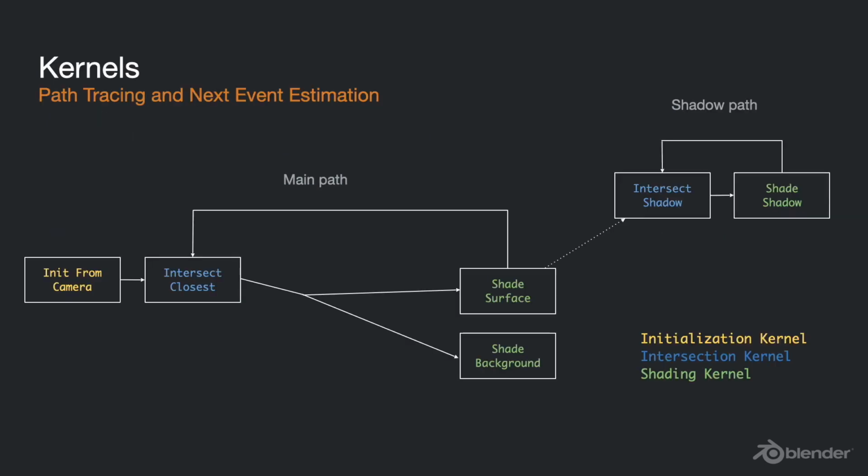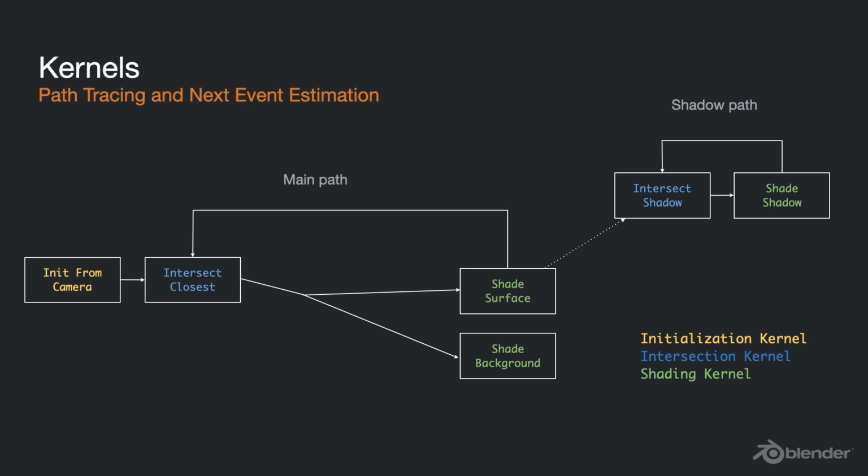Now let's look at the rendering kernels. So what we do is path tracing with next event estimation, and here we see a graph where every box is one kernel. And we start from the camera. We initialize a path from a camera ray, and then we find the intersection with the closest surface. If we hit something, we shade the surface. If we don't, we shade the background. When we're shading a surface, we do both direct and indirect lighting.